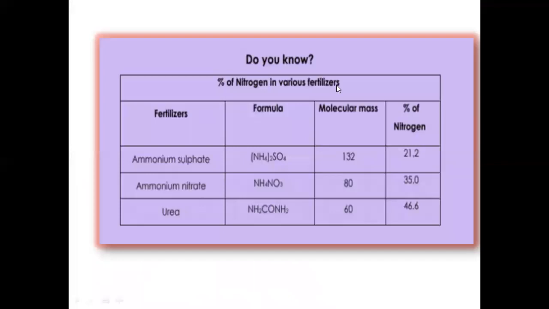Percentage of nitrogen in various fertilizers. As I told you, we mostly use urea fertilizer because it contains the highest percentage of nitrogen, and it is 46.6%. Some other important fertilizers are ammonium nitrate and ammonium sulfate. Ammonium nitrate contains 21.2% nitrogen, while ammonium sulfate contains 35% nitrogen. So the highest percentage is present in urea, that is 46.6%. That's why we mostly use urea as a fertilizer.